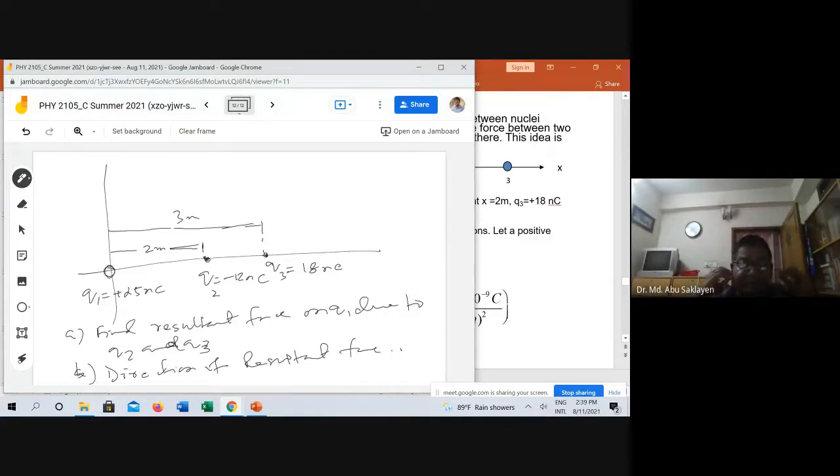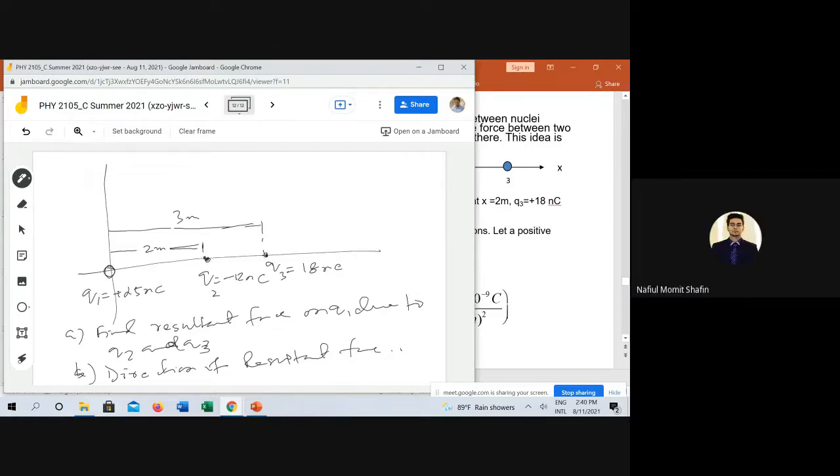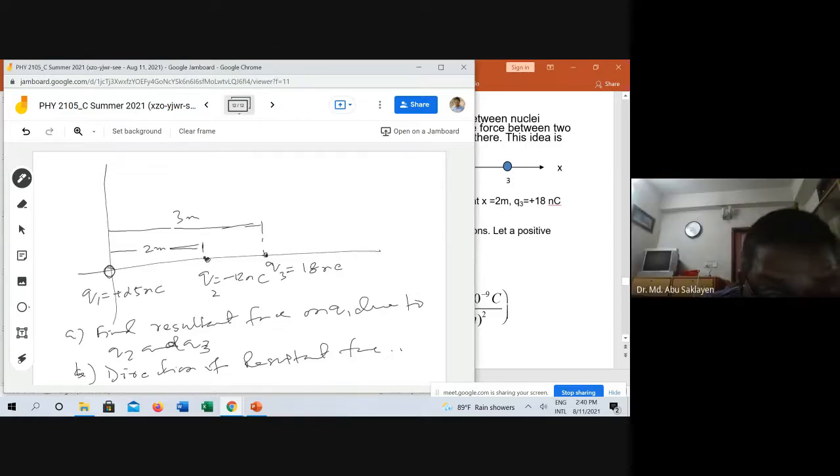Now solve this problem. Sir, is Q1 25 nanocoulomb? Yes, 25 nanocoulomb plus, and Q2 is minus 12 nanocoulomb, and Q3 is 18 nanocoulomb, and Q3 is plus.